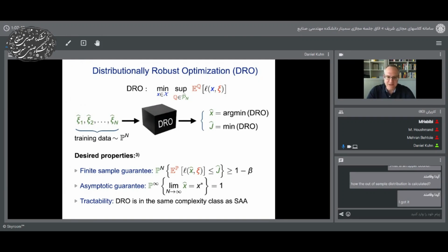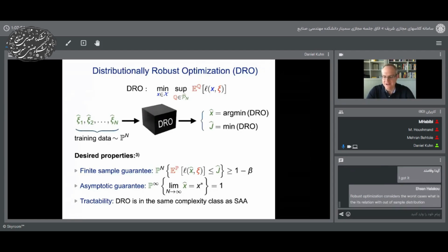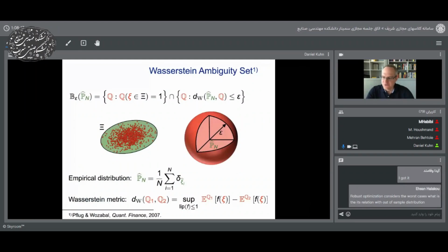And last but not least, I would like to construct an ambiguity set such that the distributionally robust optimization problem can be solved very easily. By this, I mean that it is in the same complexity class as the sample average approximation problem, so it should not be much harder to solve than the SAA problem. If it was very hard, then even if we have great statistical properties, the whole procedure would not be very useful in practice if you cannot compute the decision. So this is my wish list. Now I'm going to propose a way for constructing the ambiguity set.